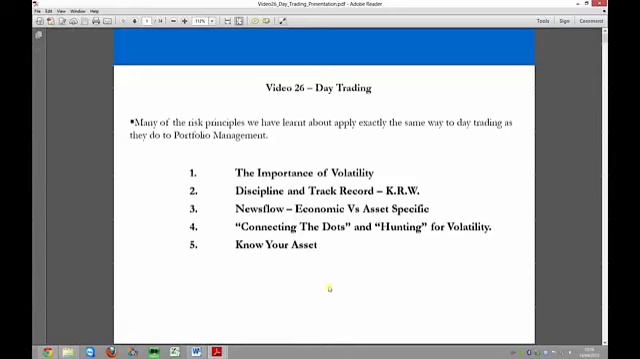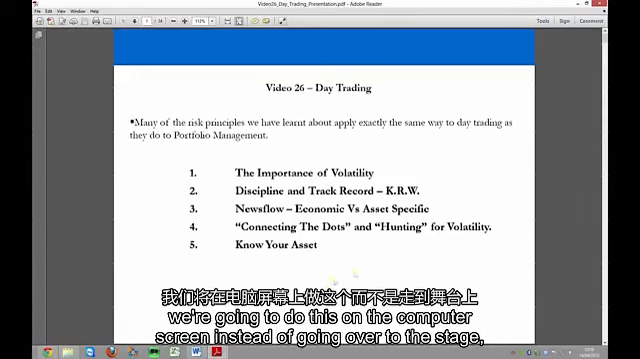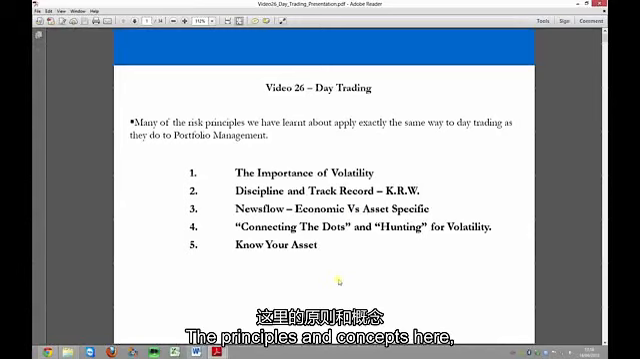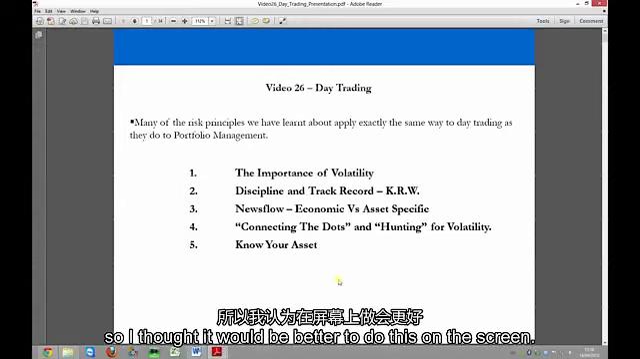So in this presentation, we're going to do this on the computer screen instead of going over to the stage, because it's quite important to get the principles and concepts here. So I thought it'd be better to do this on the screen.